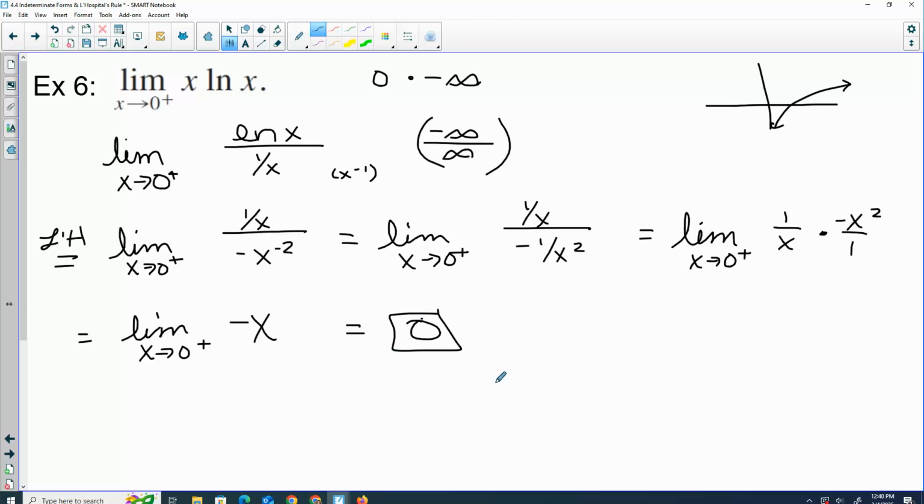Alright, so if you have 0 times infinity, you move one of them to the bottom by doing its reciprocal, and then you should be able to do L'Hopital's. We're doing all 3 types. Alright, is that one okay?